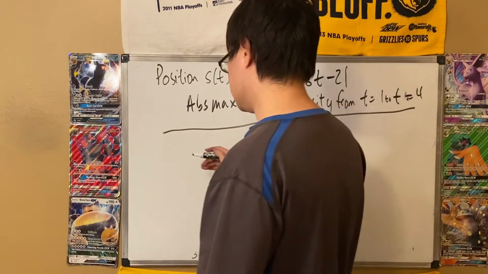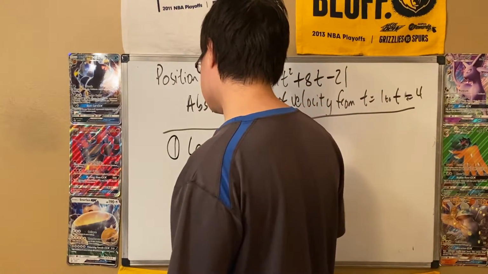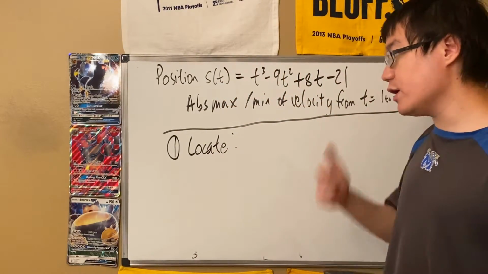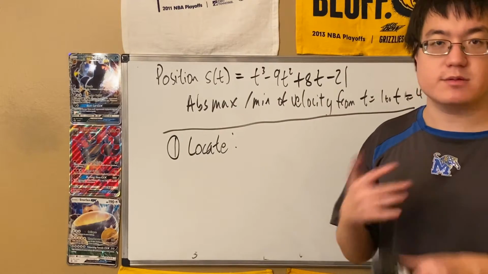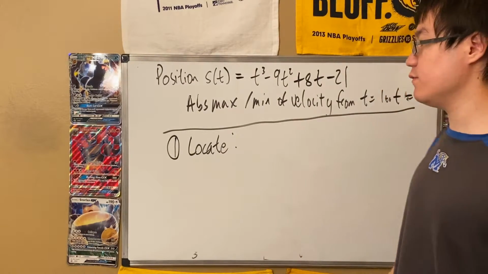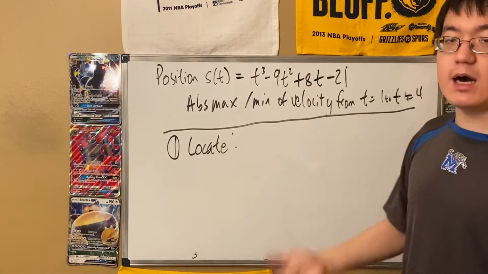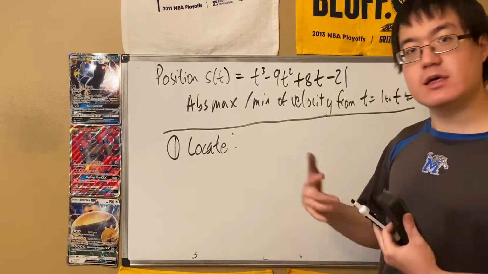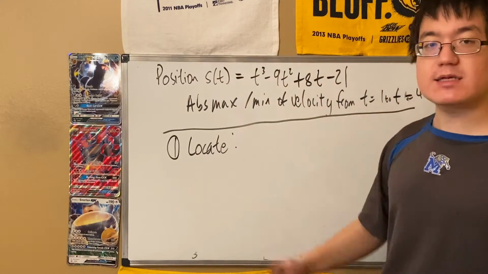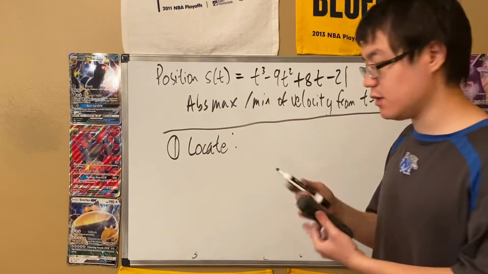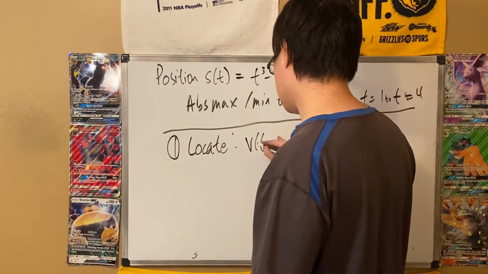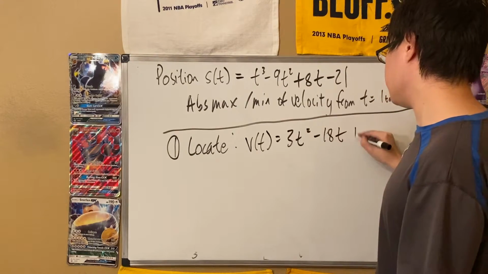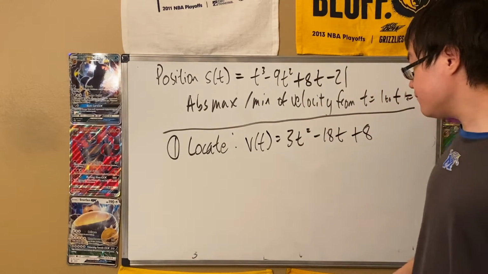So let's get started. Again, I like to do it in 3 steps. Locate. The locate is always finding the thing you're taking the max of. Sometimes you take a derivative, sometimes you don't. In this case, because we're finding the absolute max or min velocity, we have to find velocity itself. The velocity will not match the given, so we have to take the derivative just to find it. We're going to use the power rule, which gives 3t squared minus 18t plus 8.